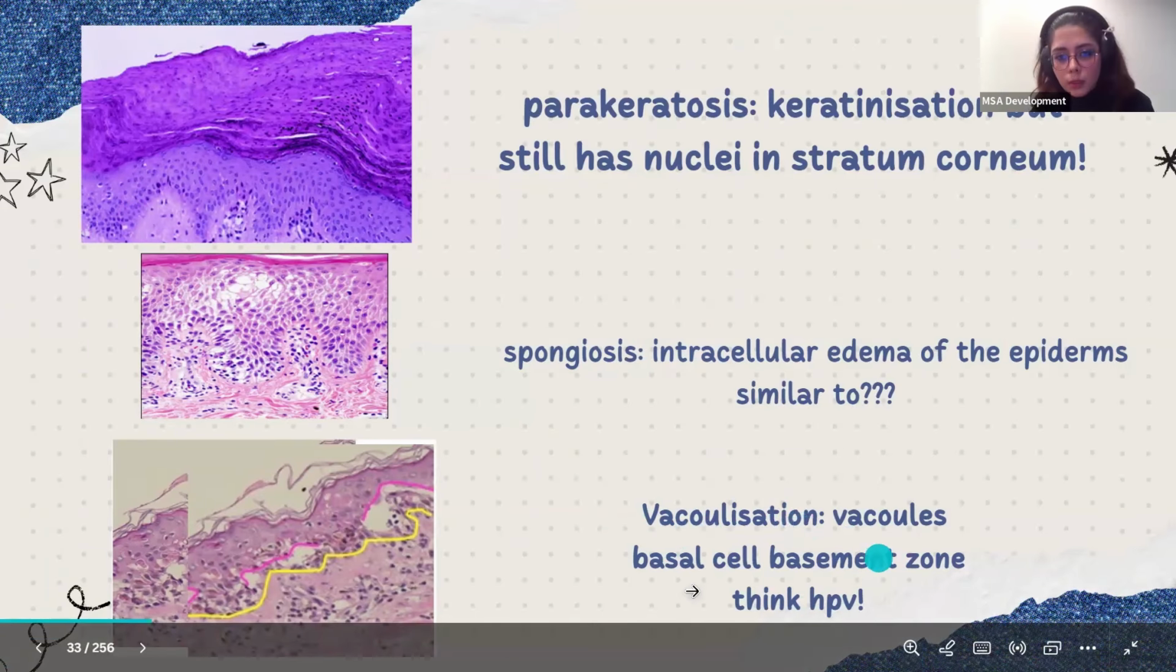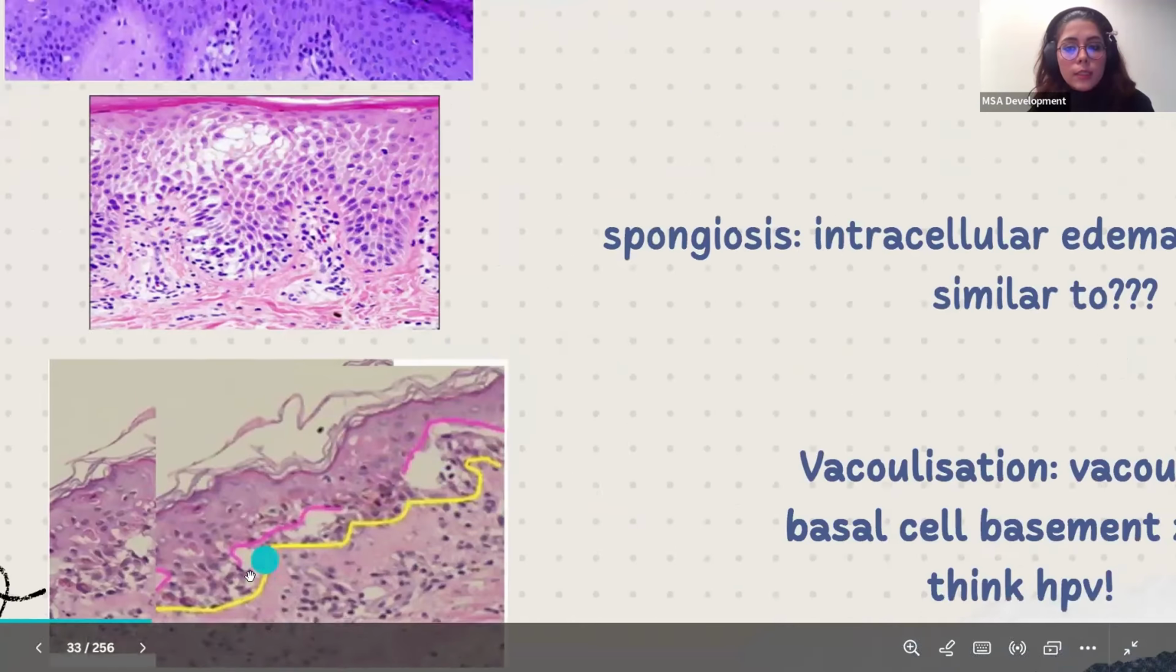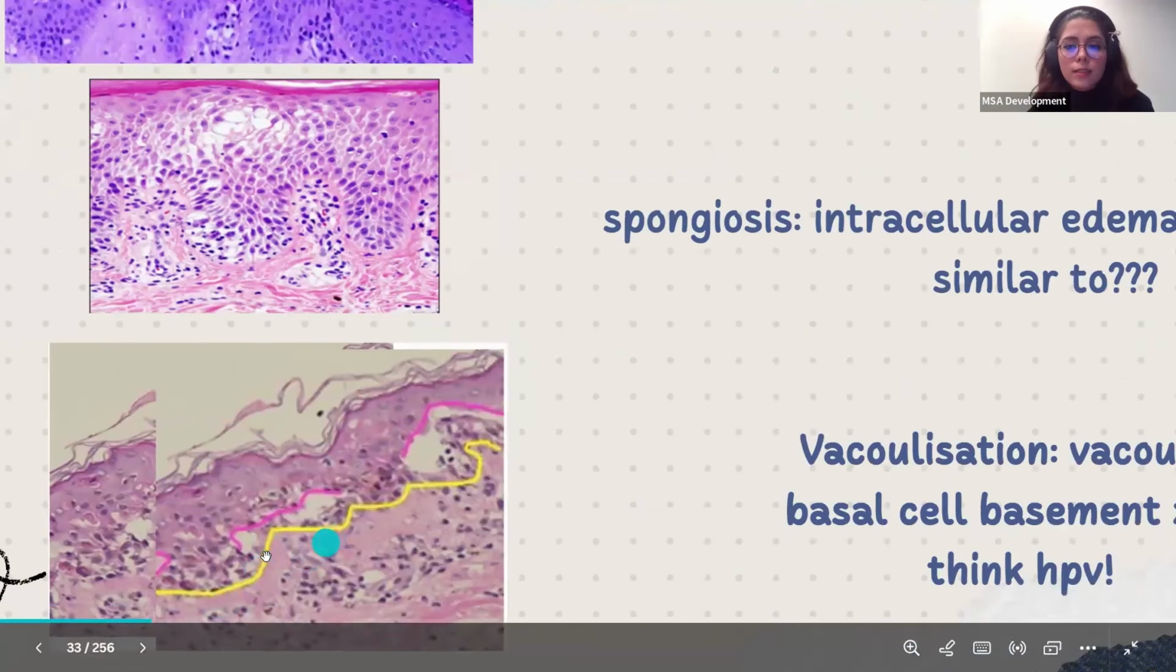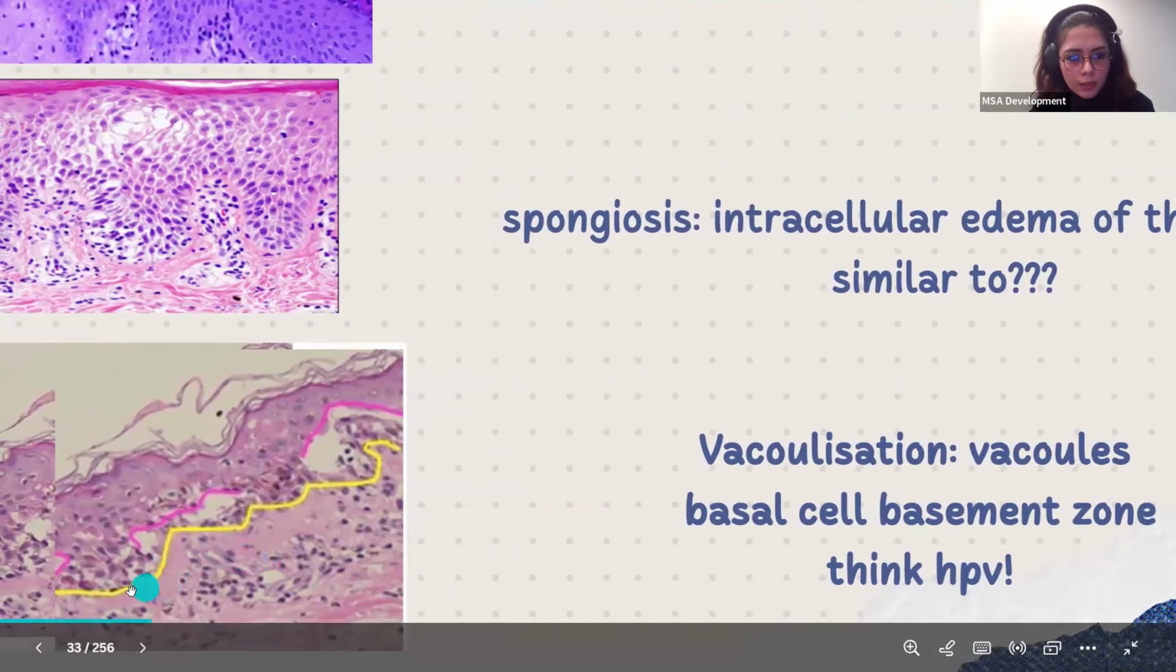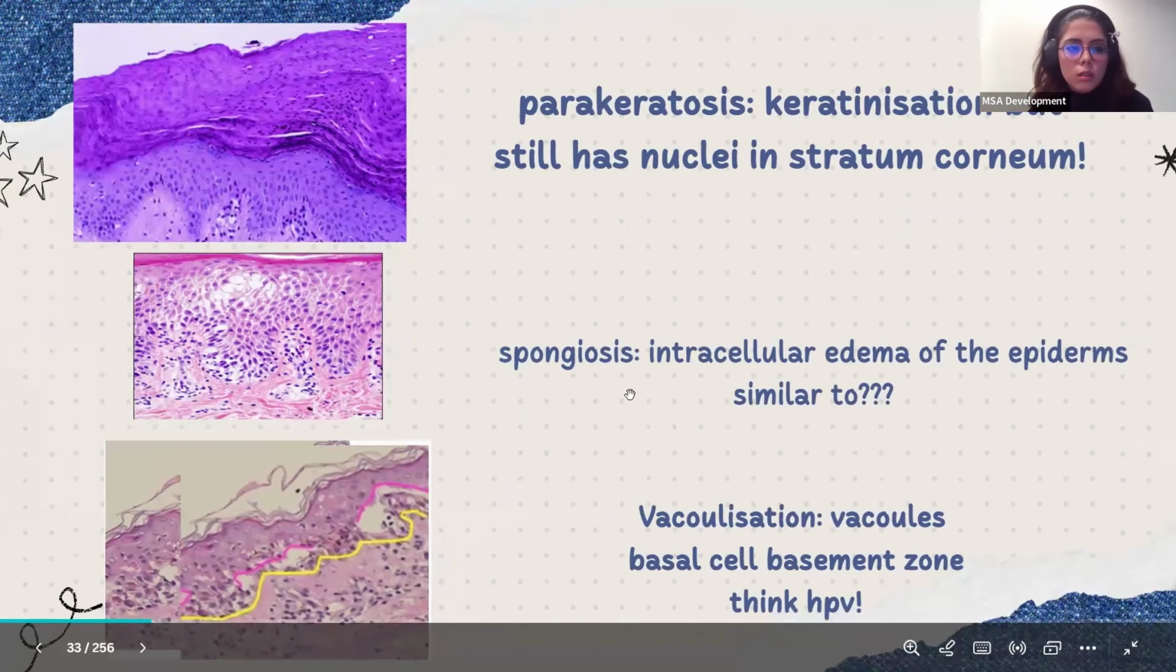Vacuolization is vacuoles, okay, and the basal cell basement zone, okay, and this is for HPV. So think warts, again, covered later, but this is what it looks like. Keep it in the back of your head.